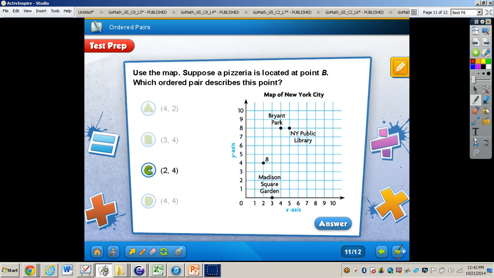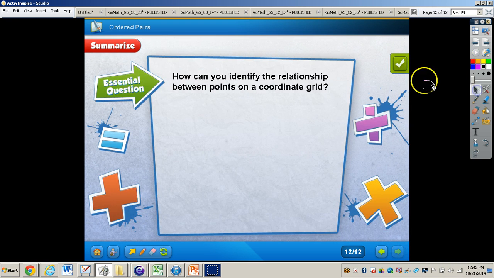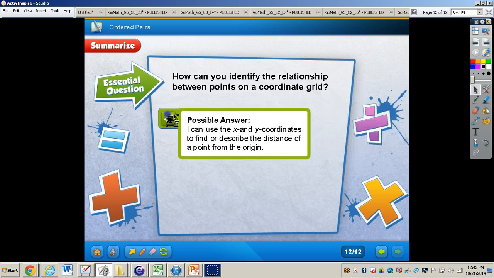And moving to the essential question, how can you identify the relationship between points on a coordinate grid? You can use the x and y coordinates to find or describe the distance of a point from the origin.